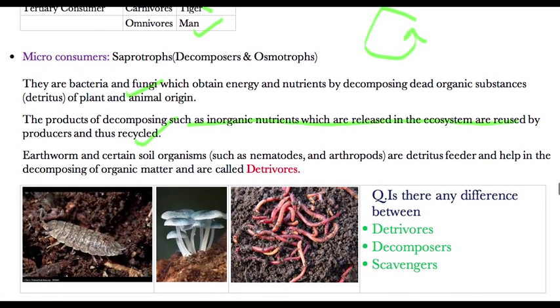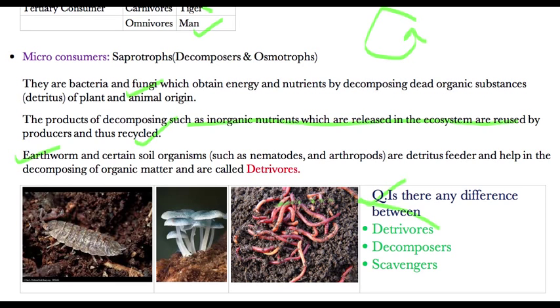Then earthworms play a crucial role. So earthworms and certain soil organisms such as nematodes and arthropods are detritus feeders and help in the decomposing of organic matter and are called detritivores. So here is a question for you people: is there any difference between detritivores, decomposers and scavengers? So you might be knowing what detritivores are. Here are some of the figures of detritivores.